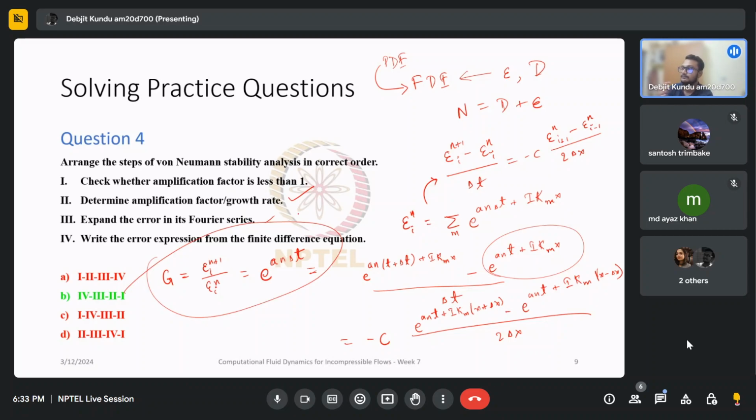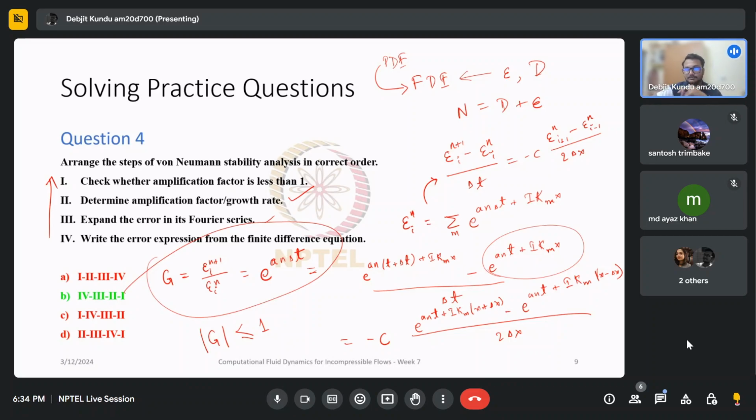That's the third step. Then we just have to check whether the absolute value of g is less than or equal to 1 or not. If it's less than 1, then it's stable, otherwise it's unstable. So this is the correct order of performing the von Neumann stability analysis. Any questions on this? The exact algebra would differ from numerical scheme to numerical scheme, and that's why the stability criteria will also be different. But the main steps that we have to take are these.